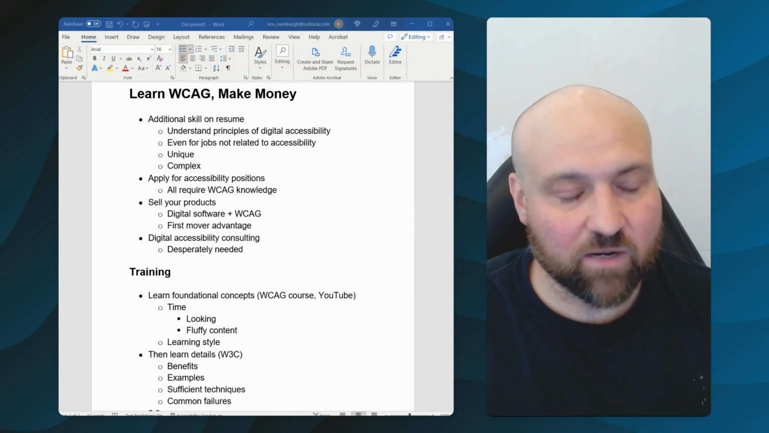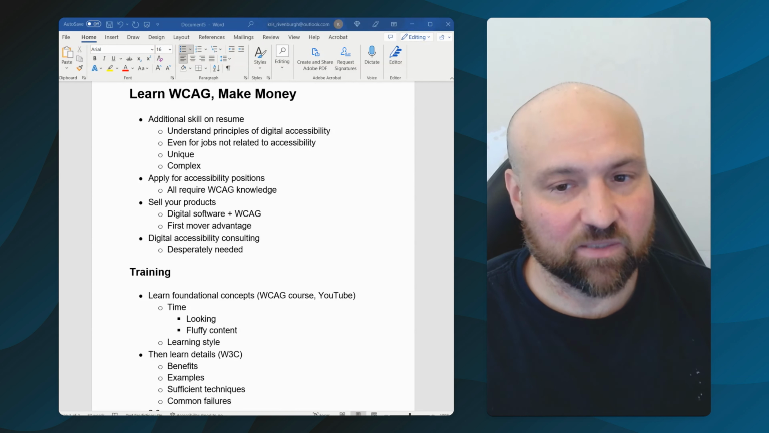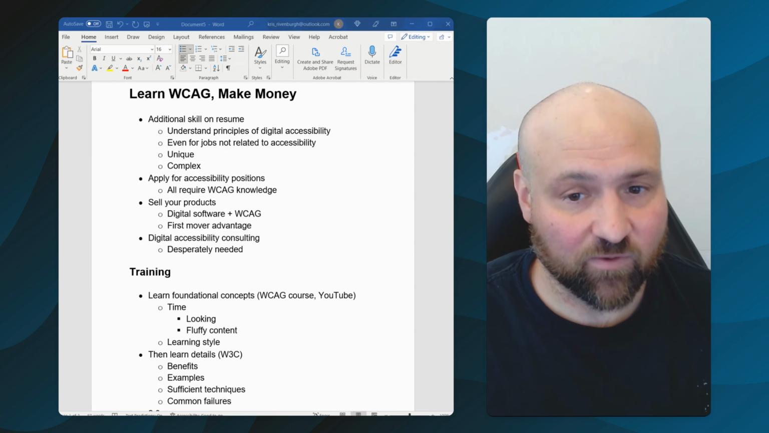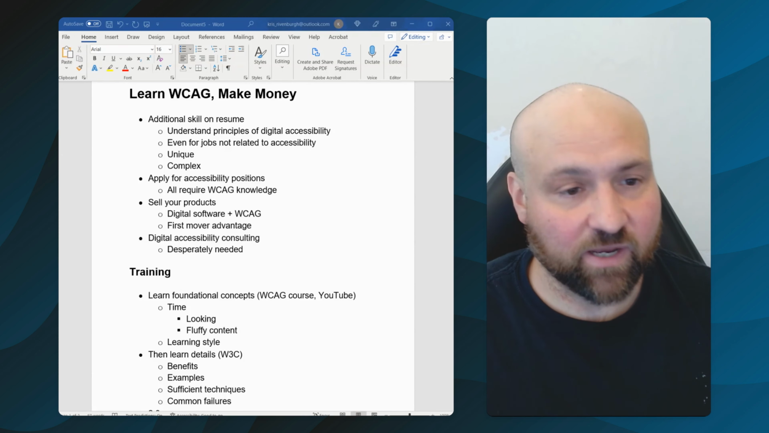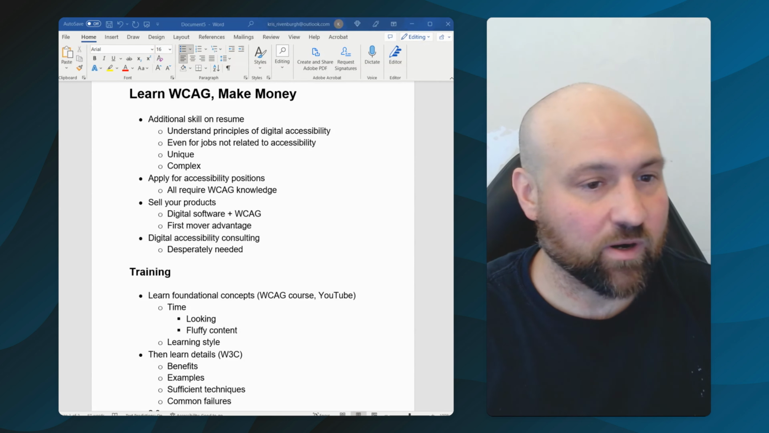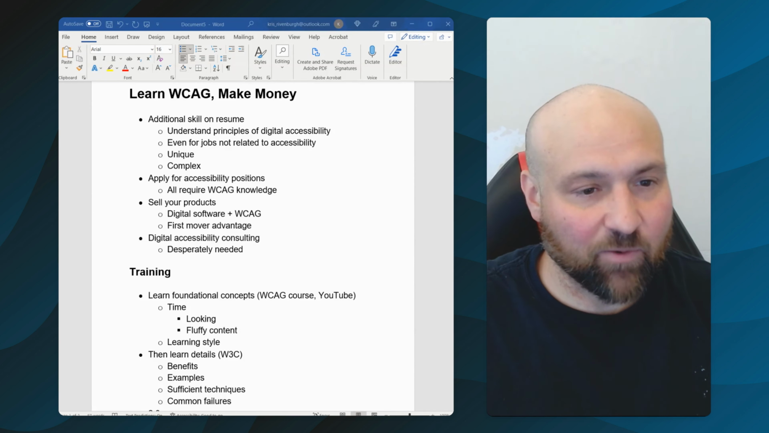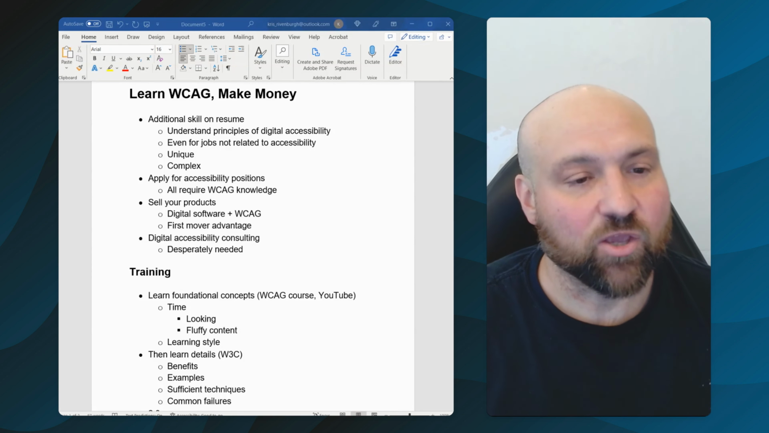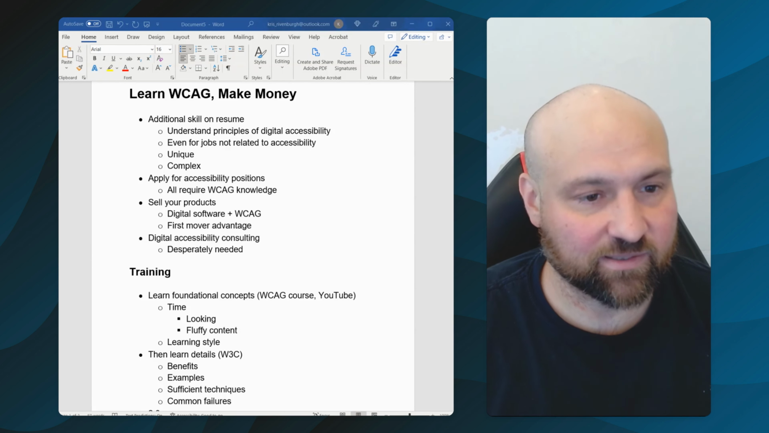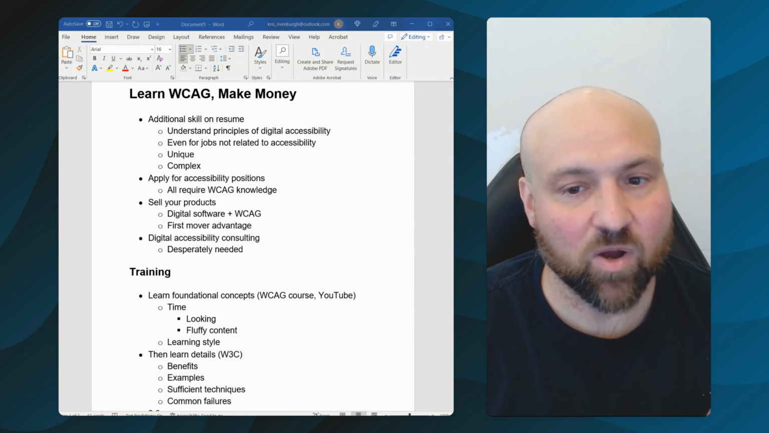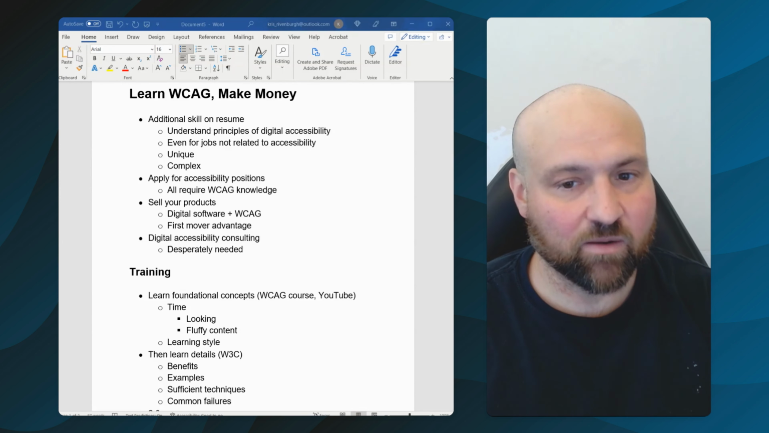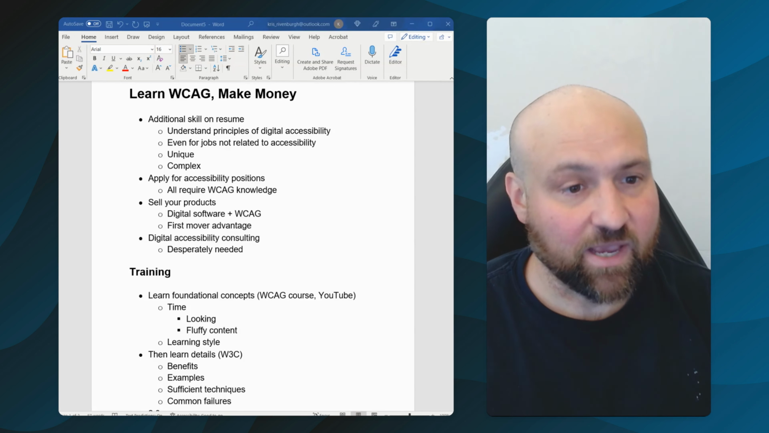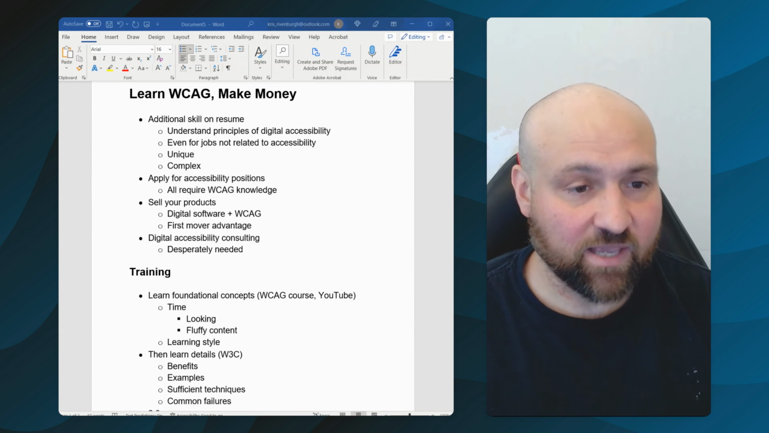Also, if you are thinking about a career in accessibility, all accessibility positions, regardless of what they are, they require knowledge of the Web Content Accessibility Guidelines. And if you're in accessibility, it doesn't matter whether you're in sales or another position that's not really directly involved in accessibility. Even if you're marketing accessibility, you need to know about the Web Content Accessibility Guidelines because the principles come up over and over again. So if you are thinking about entering the accessibility space, you need to know the Web Content Accessibility Guidelines. And by the way, these positions can easily hit six figures.